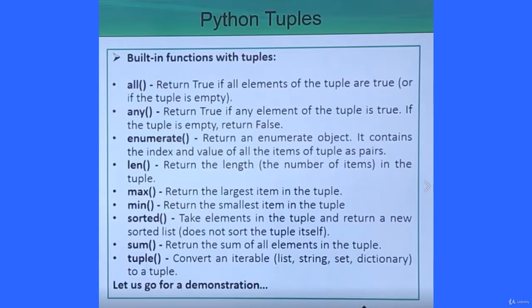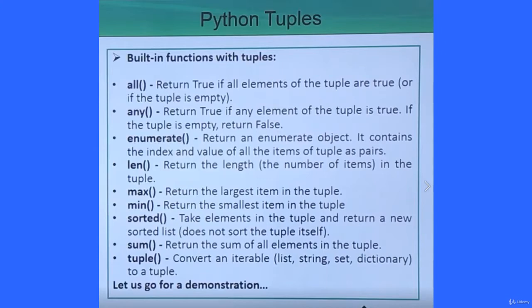Next one is min. From the function name itself we can get the purpose. What is the purpose of that function? It returns the smallest item in the tuple. Next one is sorted, which takes elements in the tuple and returns a new sorted list. Next one is sum, which returns the sum of all elements in the tuple. Next one is tuple, which converts an iterable, it might be a string, a set, or a dictionary, into a tuple. So here we are having the type conversions.